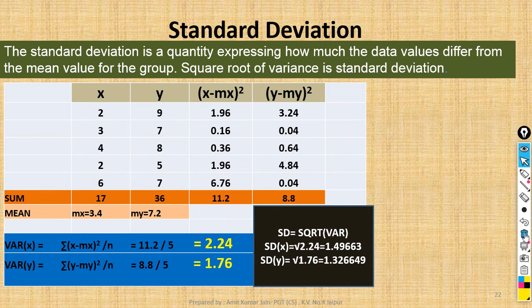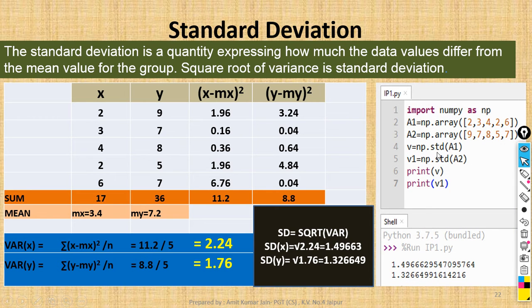In the context of programming language, we have to use a method called std. We have to pass the array into the std method, and we get the result 1.49 for x, or here in programming context A1, and the standard deviation for y is 1.32, 1.3266.